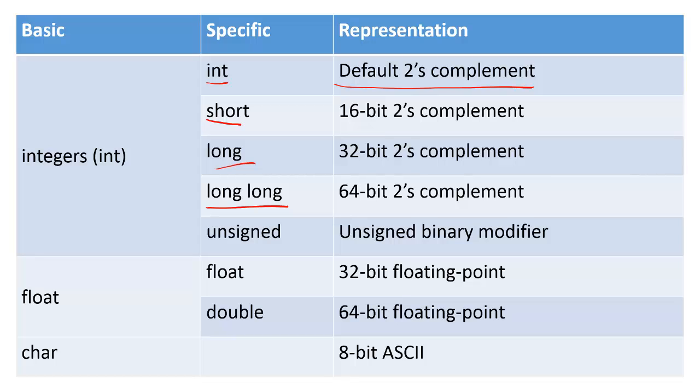If you don't want to have it in 2's complement, you only want positive numbers, then you're going to use unsigned. And then we have our two floating points, float and double. Double means double precision, so we have that 64-bit rather than the standard 32-bit IEEE 754. And finally, we've got char, which will be 8-bit ASCII with the parity bit.